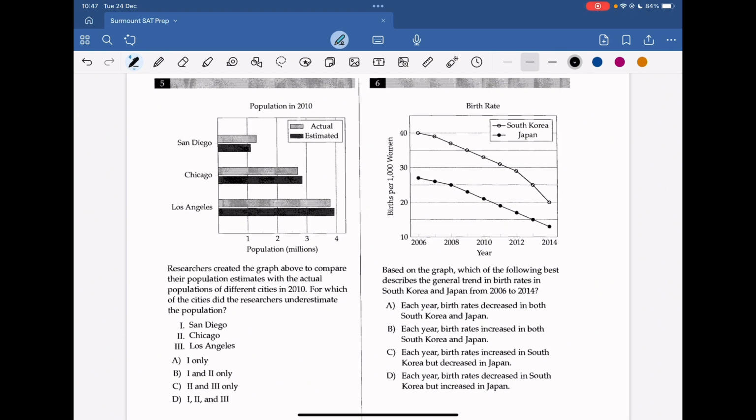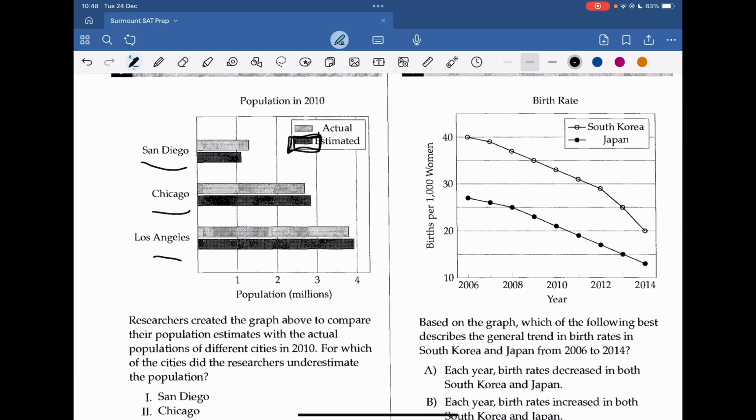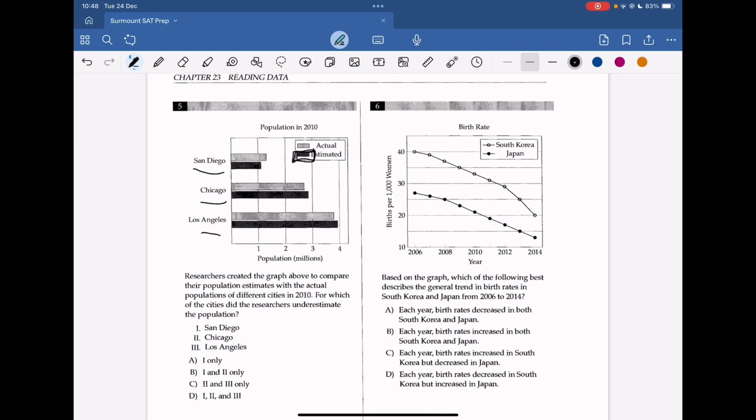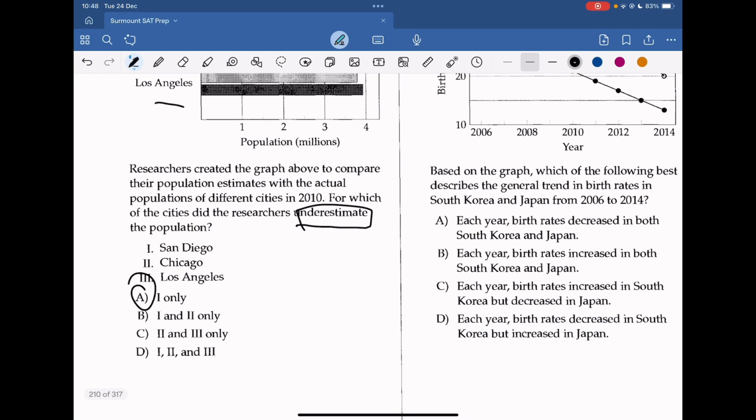Let's move on to question 5. Researchers created the graph above to compare the population estimates with the actual population of different cities in 2010. Here we see the 3 cities. For which of these cities did the researchers underestimate the population? This is very easy because we can just look at the graph: the darker shaded region is the estimated population, and the lighter gray is the actual population. For the researchers to underestimate the population, the estimated portion must be smaller than the actual portion. So the only answer here should be San Diego, which is A.